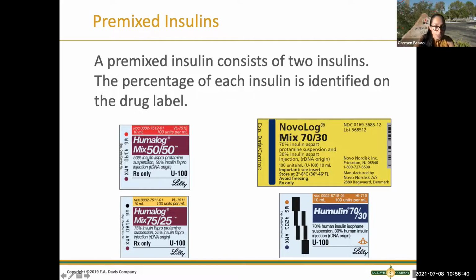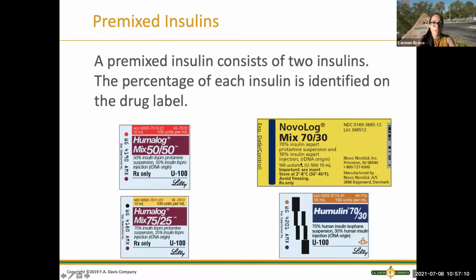In this particular case, Humalog, it says 50-50. It's because it contains 50% of the insulin Lispro, and 50% of the intermediate. So that's a mix. And then we have Humulin mix. We have 75% of insulin Lispro and 25%. So it's 75 and 25, okay?